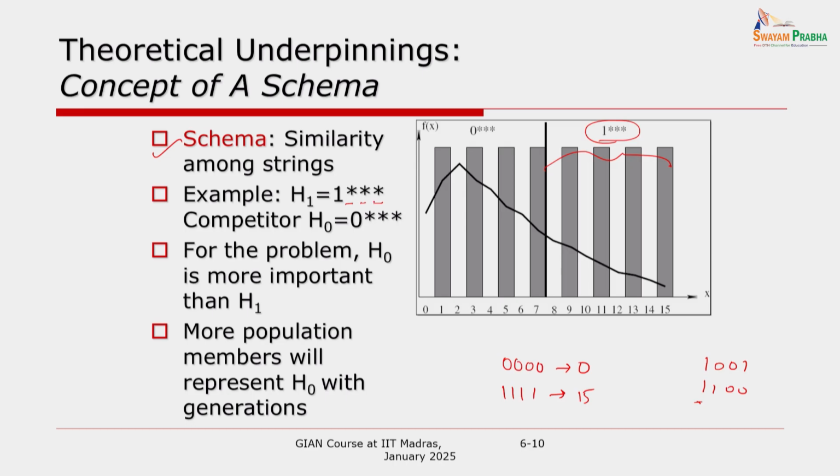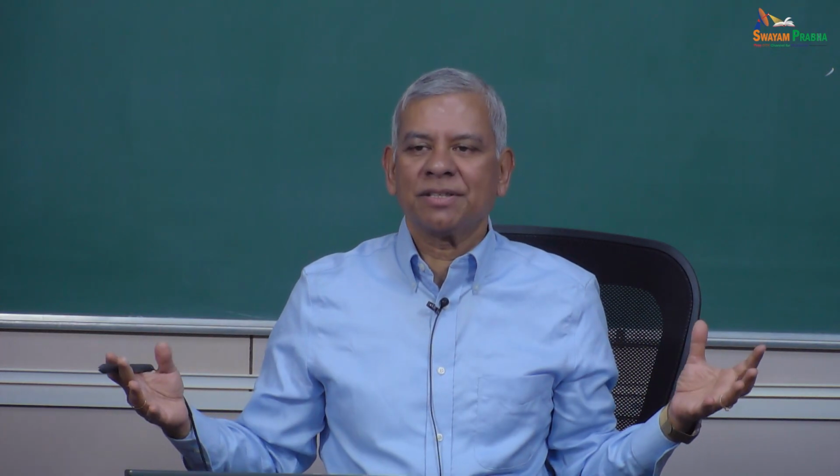Every schema has at least one competitor. What's its competitor? Instead of 1, if I have a 0. Now, which region does this represent? It's the left half. So when you have 1 at the most significant bit, it's the right half. When you have 0 at the most significant bit, you have the left half. Does that make sense? Okay, because there are 8 of them here and 8 of them here, together the union of them represents the entire search space.